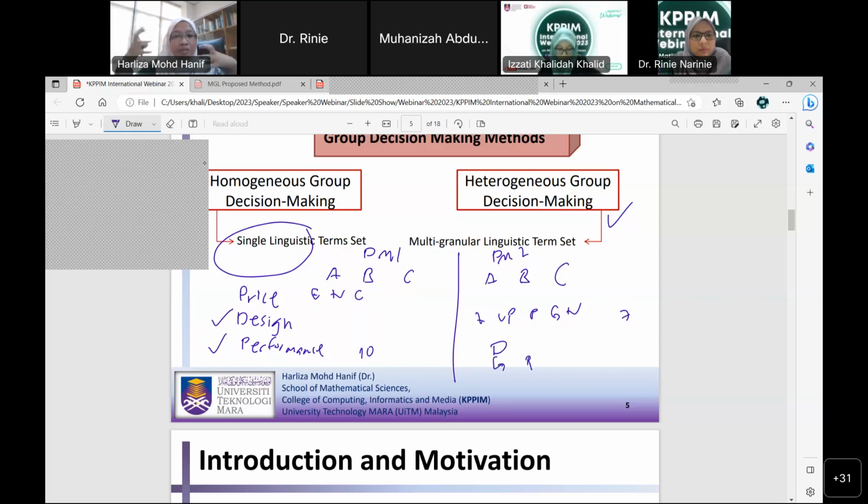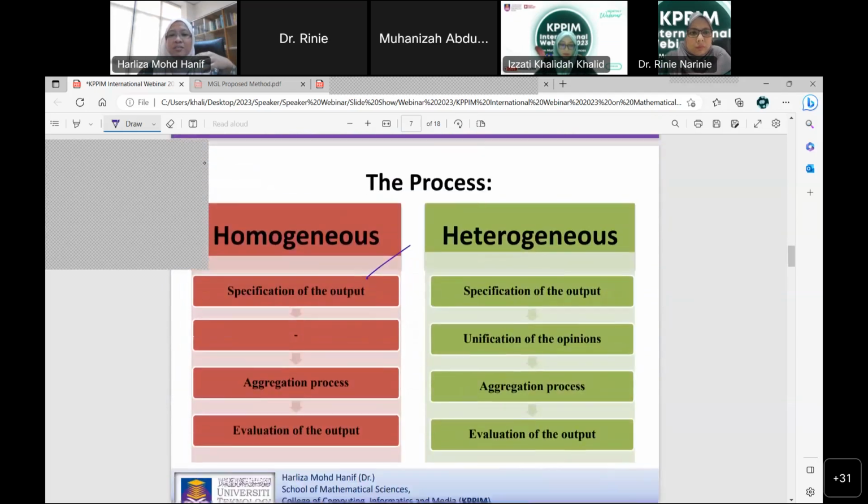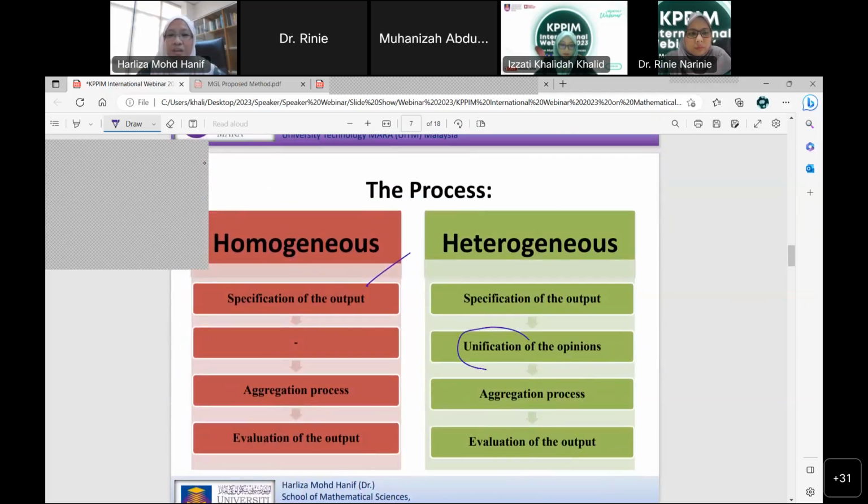So due to the difference of all this, we need to undergo one more step that we call unifying. We have to unify everything in one form before we can aggregate it. So for heterogeneous, we have an additional process. We call it unifying. Homogeneous, once we already evaluate the output, then we can straight away aggregate and then evaluate the output. For heterogeneous, since we already give the flexibility to the decision maker in determining the linguistic term set, then we have to unify it first before we can undergo the aggregation process. So that is the difference between homogeneous and also heterogeneous.